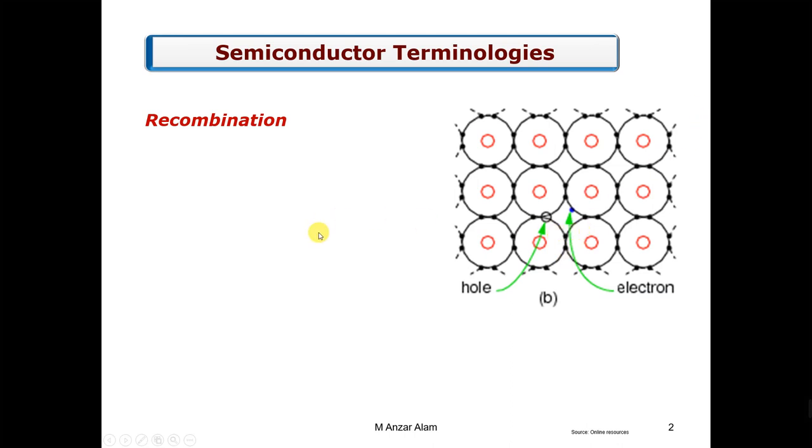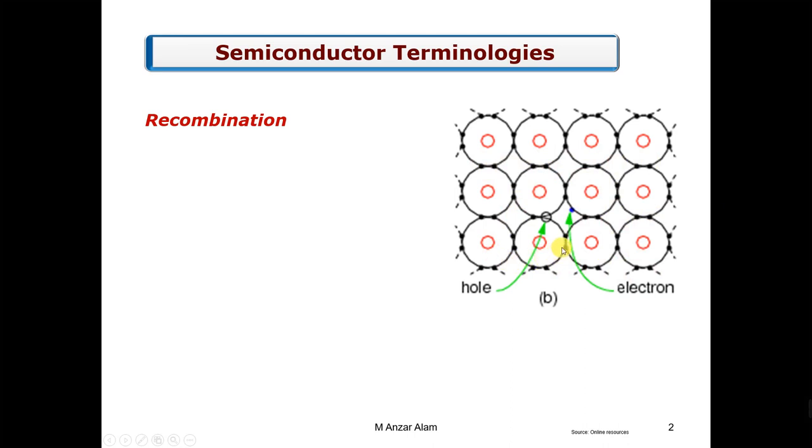So what is the recombination? If this electron gets free, as we have seen in the previous lecture, that if a silicon crystal is applied with a thermal energy, then due to that thermal energy, one electron or more than one electron will be free. So this is one of the cases. Here one electron is free, and as long as this moves from here to here, it has capability to create flow of current.